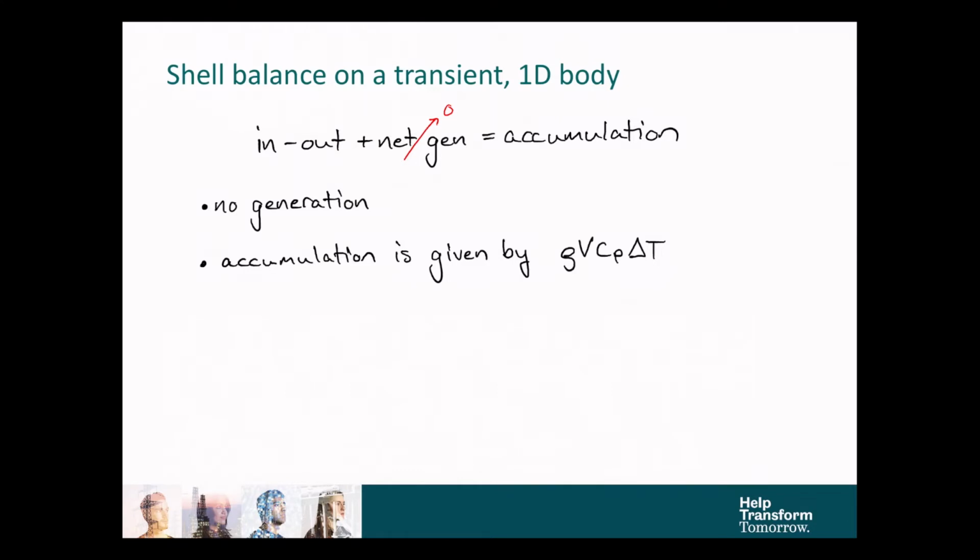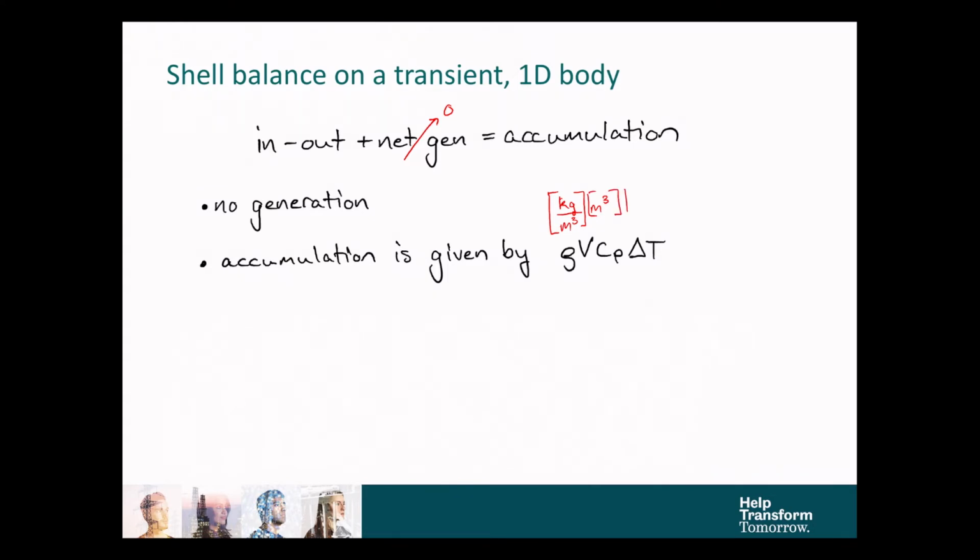And the accumulation term is given by the material density of the conductor, the conduction volume, the heat capacity of the conductor, and the change in temperature. Your course notes will break this down if you're very curious about where this arises from. But you can kind of see that it makes sense just doing a dimensional analysis. And I love dimensional analyses because it just confirms to me that whatever I'm doing is likely to be correct because it has the right units.